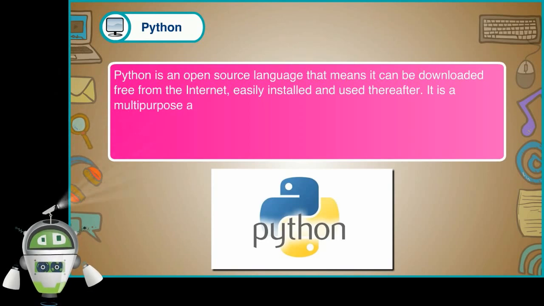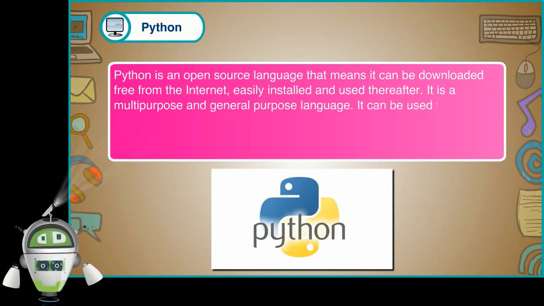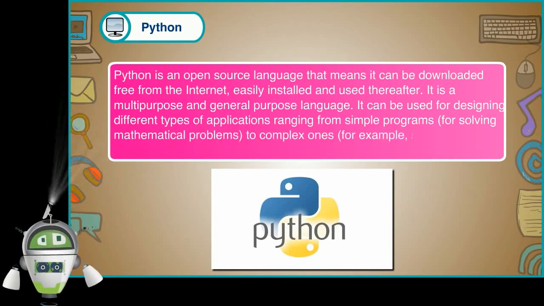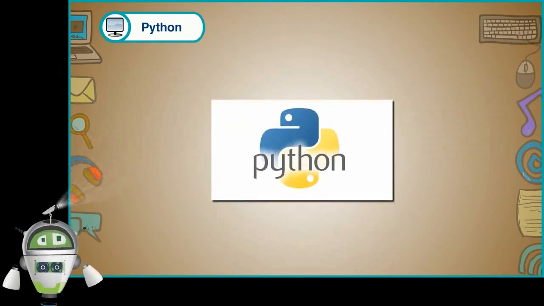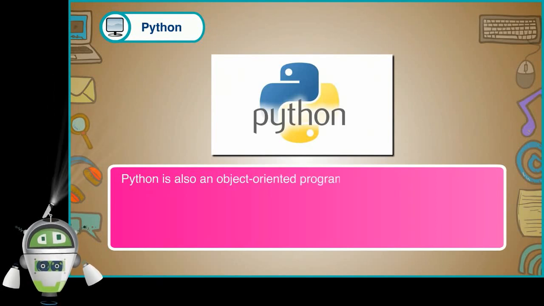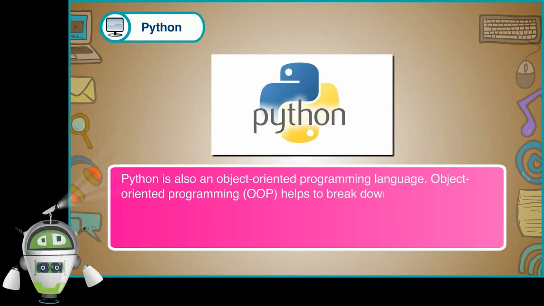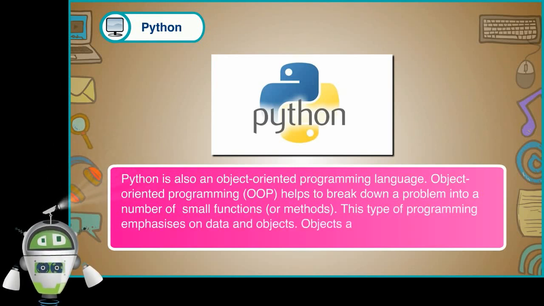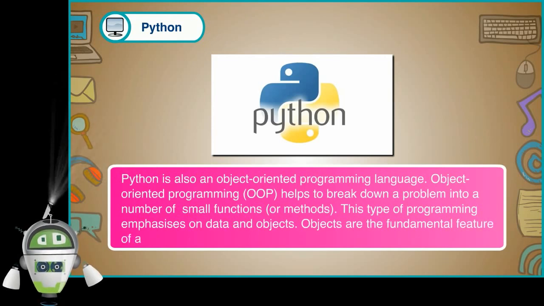It is a multi-purpose and general-purpose language. It can be used for designing different types of applications, ranging from simple programs for solving mathematical problems to complex ones. For example, software, web-based applications, 3D applications, and so on. Python is also an object-oriented programming language. Object-oriented programming, OOP, helps to break down a problem into a number of small functions or methods. This type of programming emphasizes data and objects. Objects are the fundamental feature of an OOP.